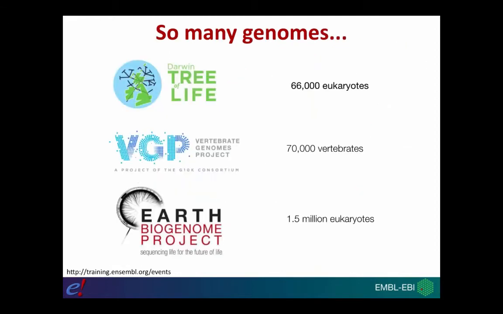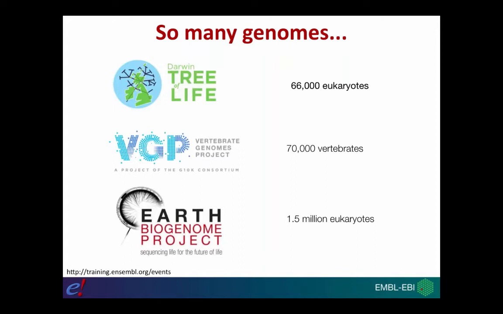However, the problem is that this 3-month release cycle is actually finding it difficult to keep up with the amount of data that's being produced around the world all the time, essentially by large collaborative projects that are aiming to sequence many species all around the world. So just as an example, the Darwin Tree of Life is a project aiming to sequence 66,000 eukaryotes across the British Isles. Then we have the VGP, the Vertebrate Genomes Project.